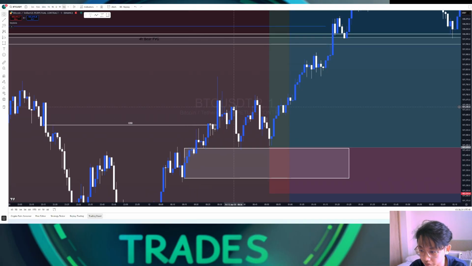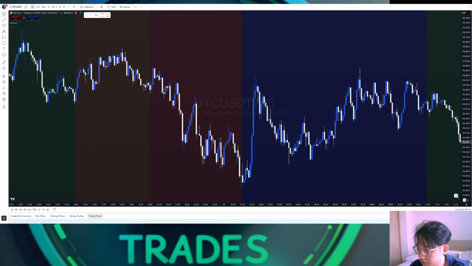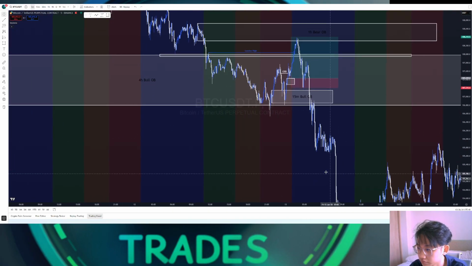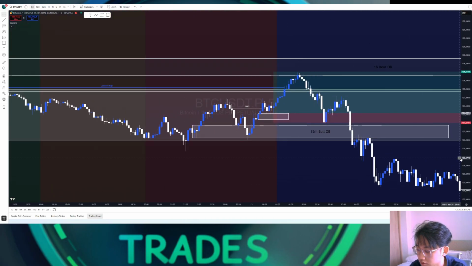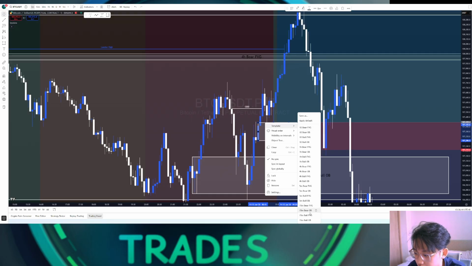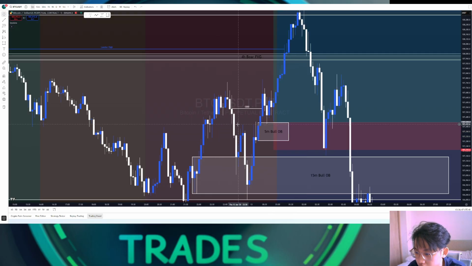So here, let's go to 5 minutes. If I'm not wrong, we created a 5-minute point of interest. Yep. Here after the CISD, we created bullish fair value gaps, which is great. This will be the 5-minute bullish order block. Price mitigated, came up, and created a bullish order block, so we have to wait for it to be retested, right?